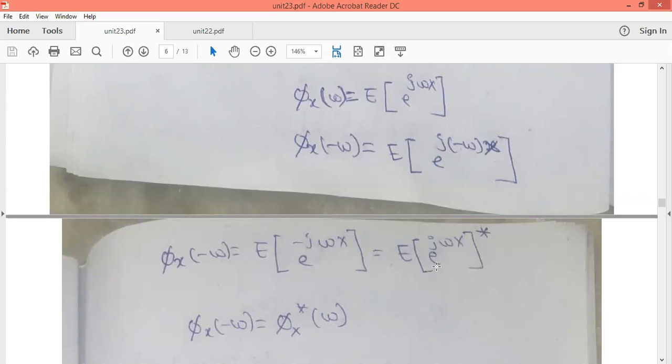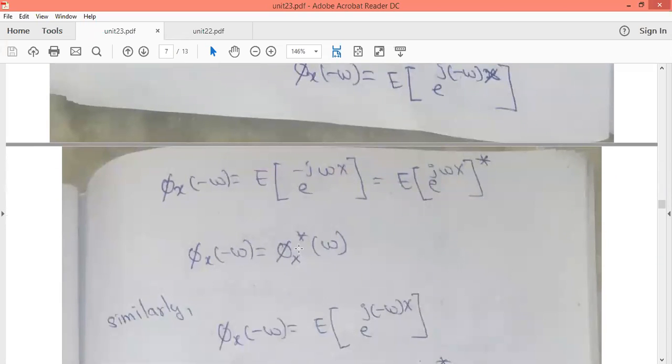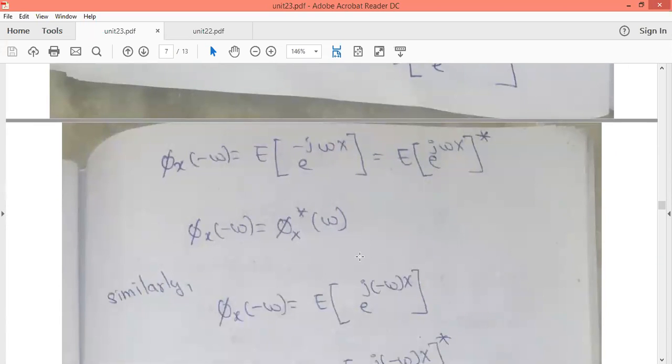Cos omega x plus j sine omega x will become cos omega x minus j sine omega x. Yes or no? Because e power j omega x is a complex term, if you apply the conjugate, that sign will be changed. You will be getting a minus sign. So that is why phi x of minus omega will be equal to phi x star of omega.